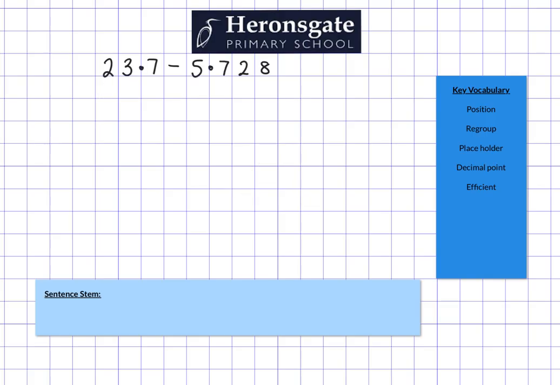And finally, my final question is 23.7 subtract 5.728. 23.7 subtract, making sure I check my place value columns, 5.728. And like we saw in the previous part of the video, I'm going to need to use placeholders in order to complete my subtraction.